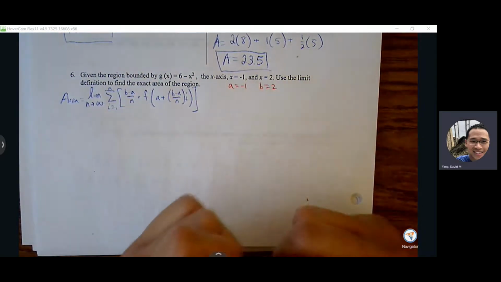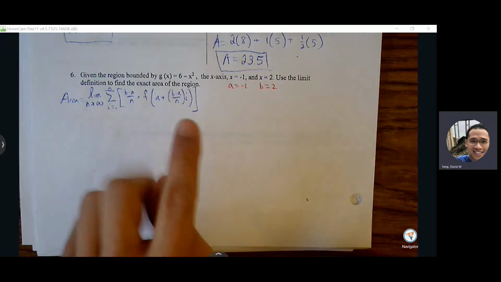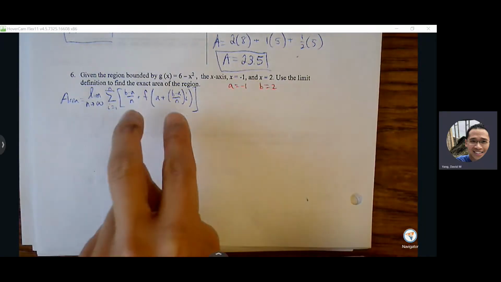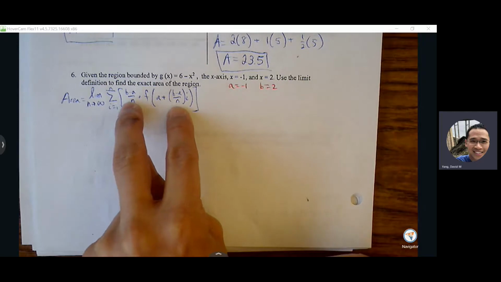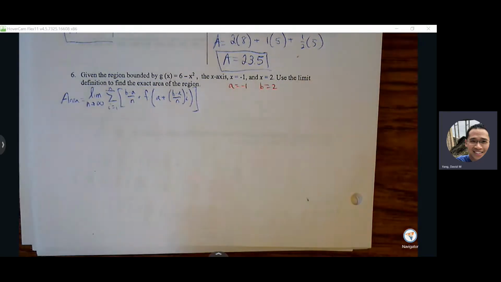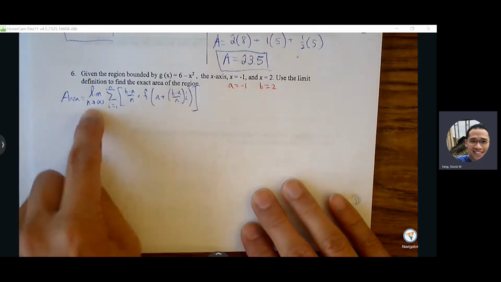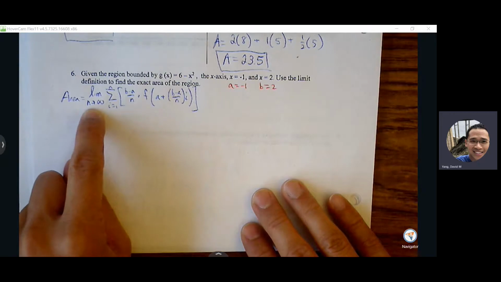N is the number of rectangles. We are not going to have an n value, because if we had an n value like 2 or 4 or 8, then we're limiting ourselves to just an approximation. We want this to be an exact area, so we're holding on to the variable n because we're going to push the number of rectangles out to infinity.